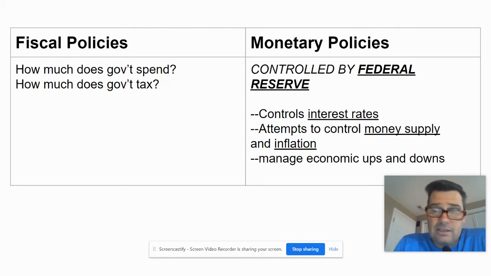The reality is that we still have economic ups and downs. So the Federal Reserve is not perfect by any stretch of the imagination. What it's trying to do is avert massive depressions, like the Great Depression from the 1930s. That's the hope anyway. All right, so that's monetary policy.